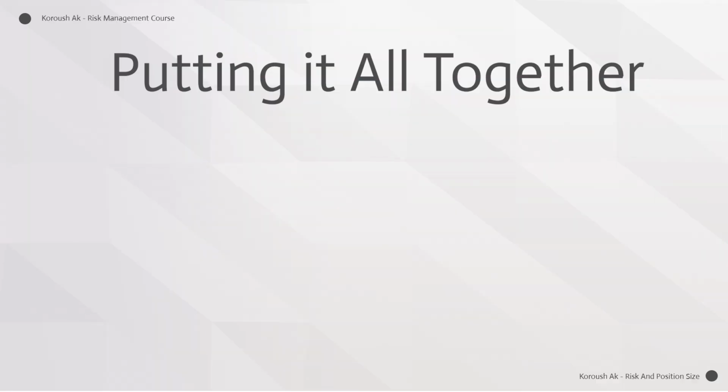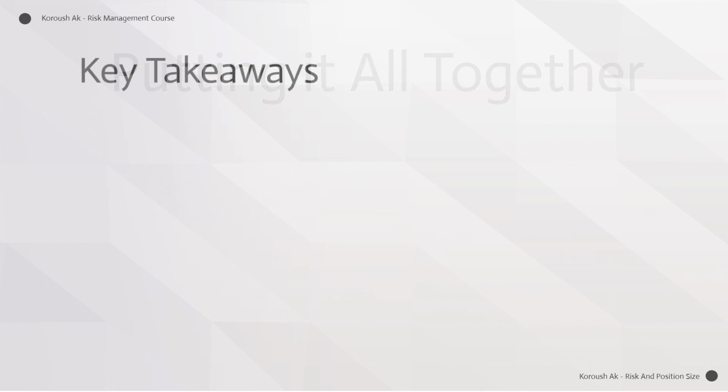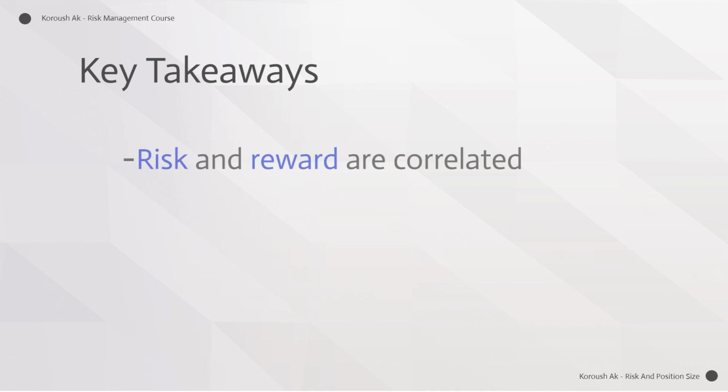Now we're going to put it all together. Let's talk about the key takeaways from this lesson. The first one, which I want everyone to make sure they understand thoroughly, is that risk and reward are correlated. The more you're risking, the more you stand to win, and the less you're risking, the less you stand to win. This can be further extrapolated to assume that people that make disproportionate returns are often taking on disproportionate risk. There are small exceptions, but generally this is the case.